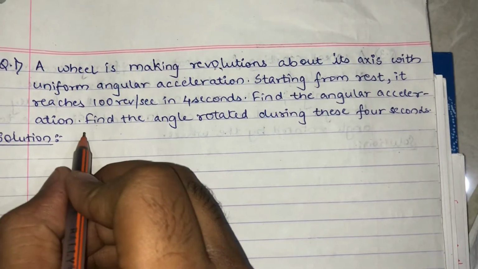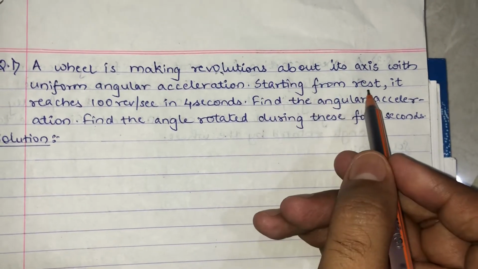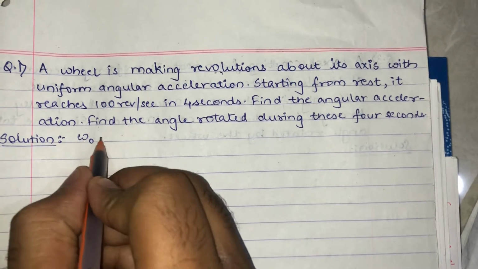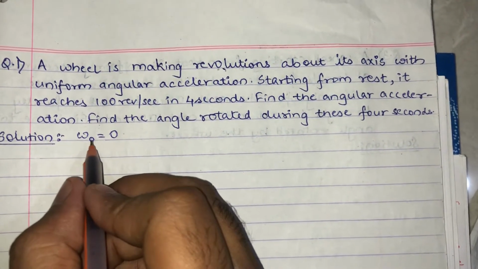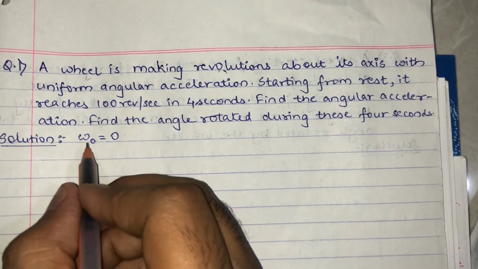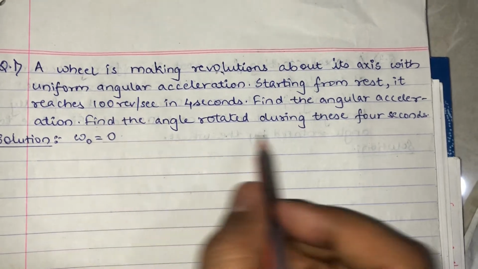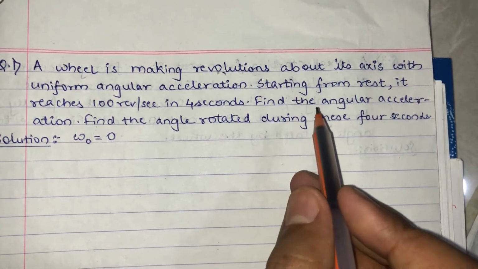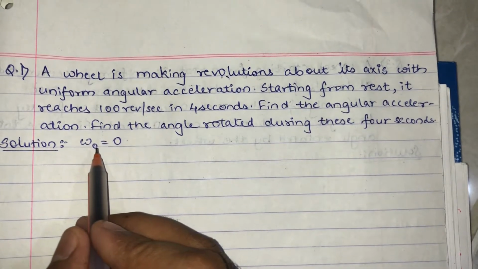So what is the data? The very first, about its axis, and it starts from rest. So if it is starting from rest, here we'll take omega naught equals 0. Now why omega naught? Omega naught represents the initial velocity in angular form, as this whole problem is based on the angular or rotational part, hence we are taking an angular velocity.